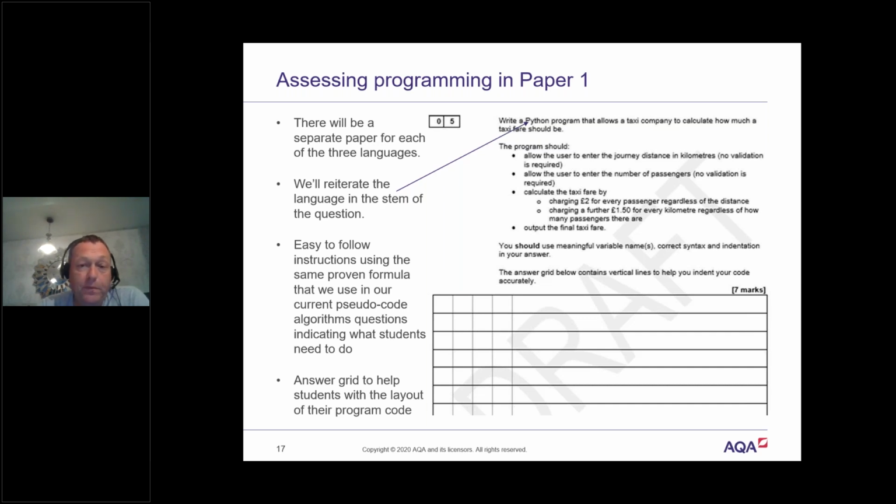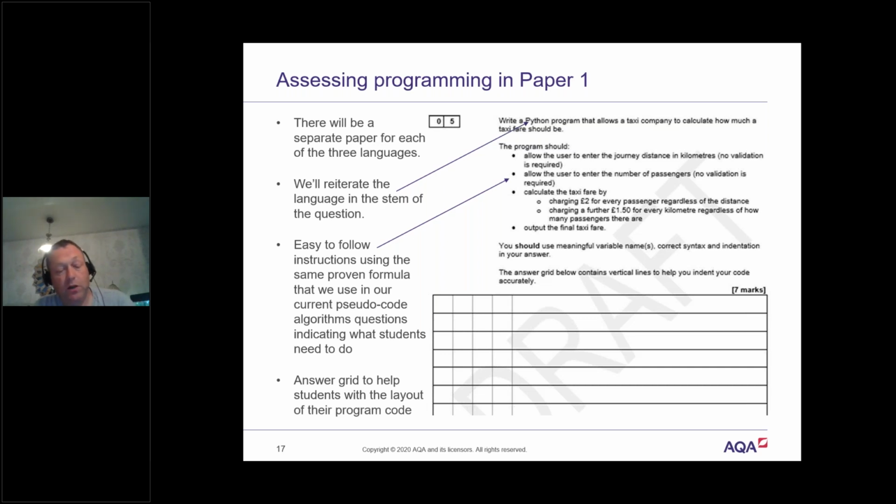Okay. In the question itself, we're going to have some really easy to follow instructions. Okay, so the students can go step by step through what they need to do in the examination itself, what they need to do in the paper itself.